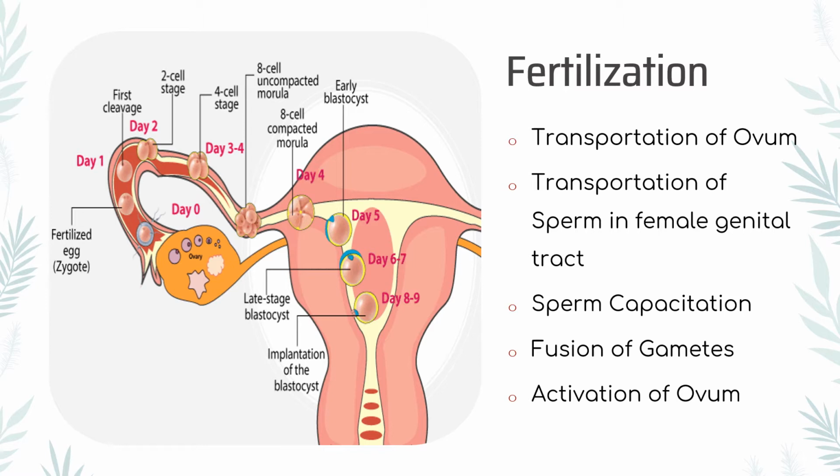Fertilization refers to the fusion of male and female gametes, which takes place in the middle segment of the fallopian tube, which is the ampulla. So fertilization involves the following events: the transportation of ovum, transportation of sperm in the female genital tract, sperm capacitation, fusion of the gametes, and activation of the ovum. Let us discuss these events one by one.